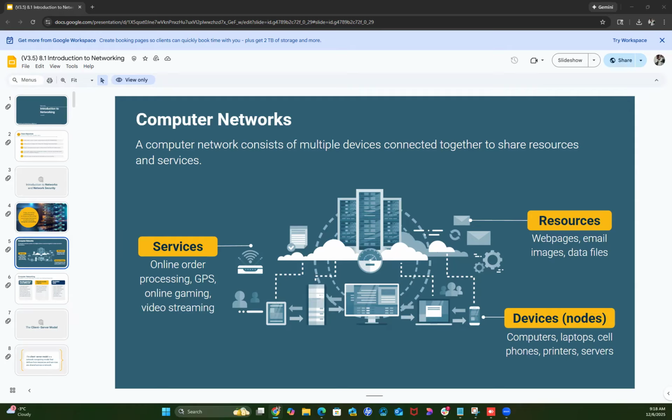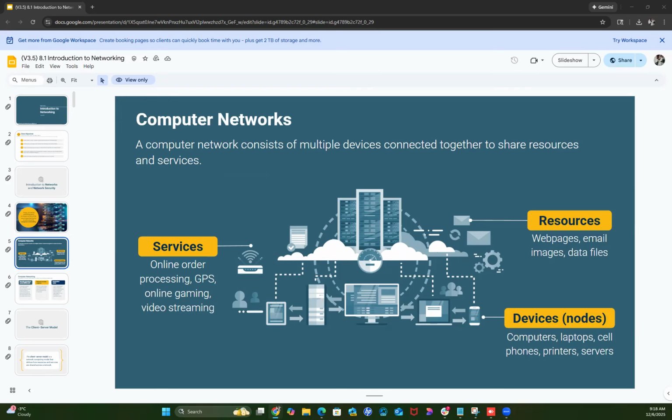So a computer network is multiple devices connected together to share resources or services. One name for a device is a node. Any device we call a node. It can be a computer, laptop, cell phone, printer, server, etc. So when you join our network cybersecurity life, you will always hear these terms: nodes, devices, laptops.